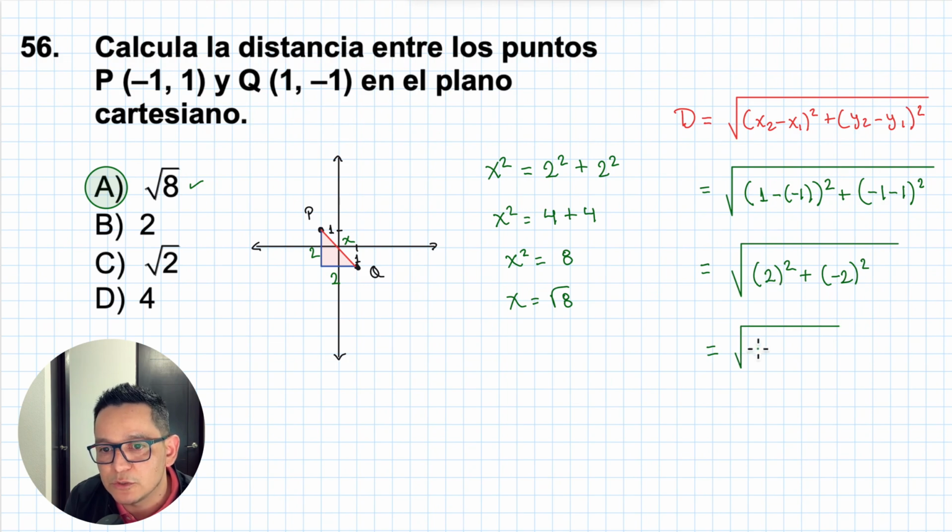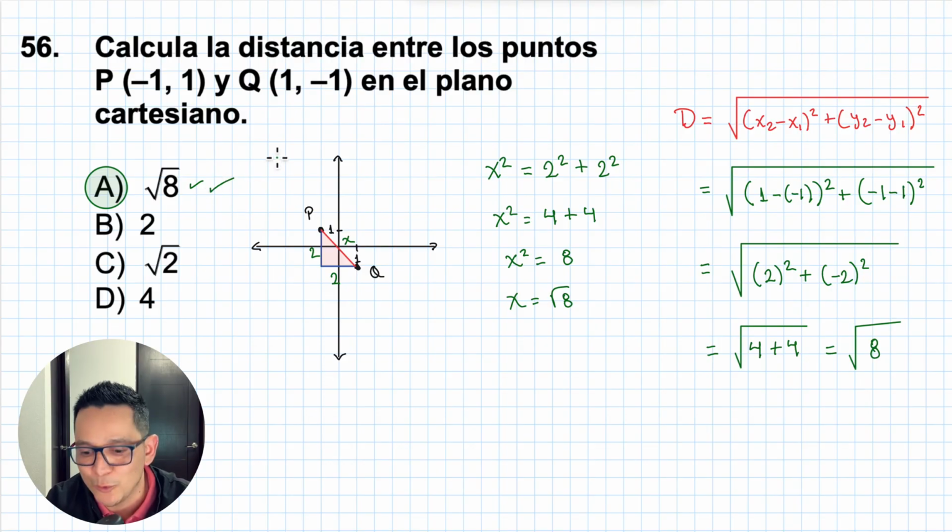So we have 2 squared, which is 4, plus negative 2 squared, which is also 4. And well, let me move this a little. So I end up with the square root of 4 plus 4, that is, the square root of 8, right? Here I drew the root really badly. Let me make it look nice. Square root of 8, there we go, all set. So the answer would be option A.